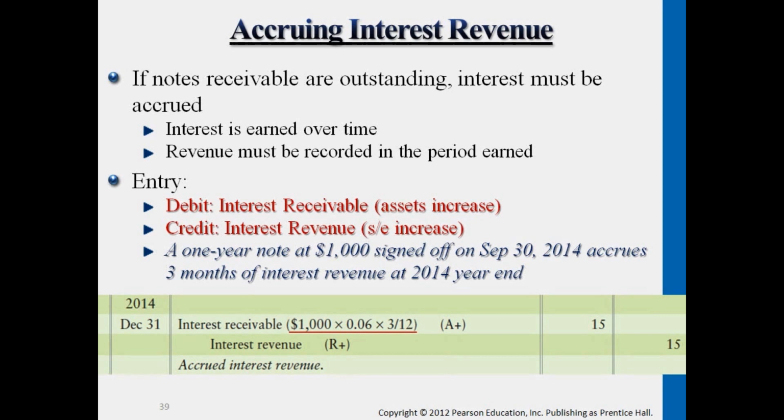This is revenue we earned based on signing the note as time goes by. We earn this revenue, but we have not collected the money yet because the note is not due. So this is interest receivable at year end. The second entry here, at year end, we have $15 of interest receivable.